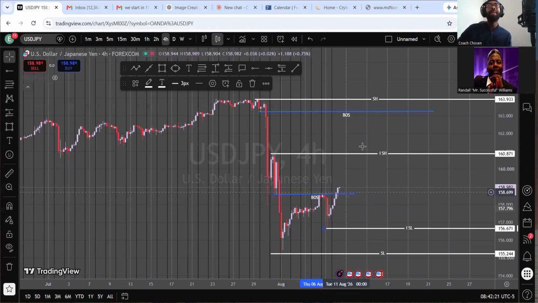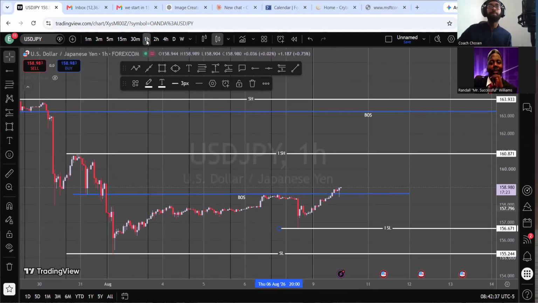Cool. Now that we got our range that we're trading within, we got our internal range that we can trade within. Now we start going into the lower time frames to see what's happening right now and where we're about to go. So I'm gonna go to the hour. Now let's look at structure.